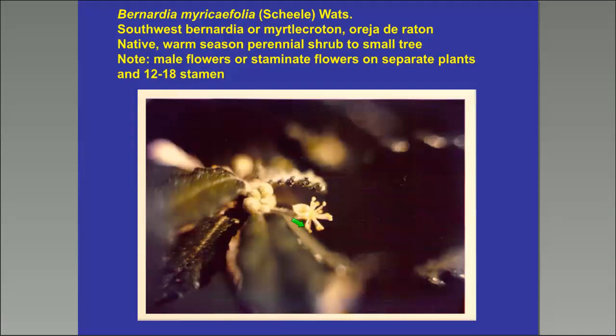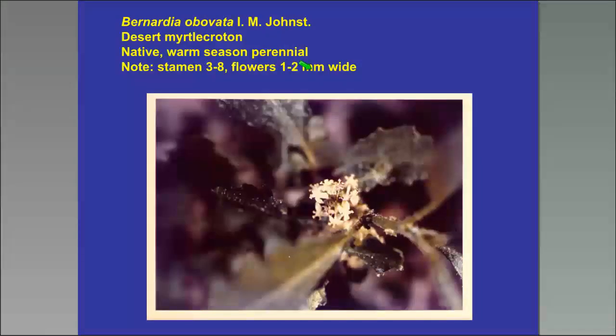Well, let's get into these plants a little bit more. On the Bernardia myricifolia, the first one I showed you, this is the staminate flower. Look at the number of stamen, and I've written here that there's 12 to 18 stamen in the male flowers, but the male and the female flowers are on separate plants, and we will look at a female.